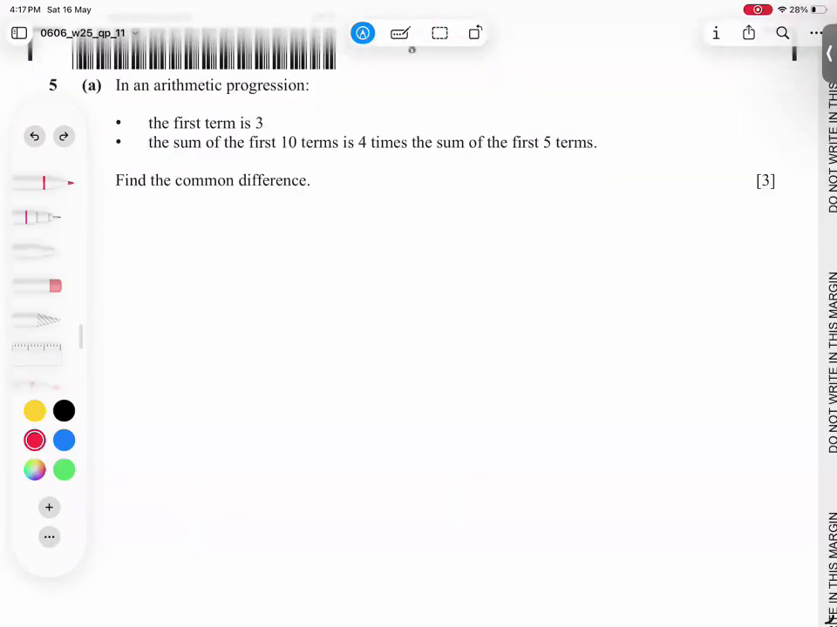Question number 5. In an arithmetic progression, the first term is 3, and the sum of the first 10 terms is 4 times the sum of the first 5 terms. Repeat: the sum of the first 10 terms is 4 times the sum of the first 5 terms.